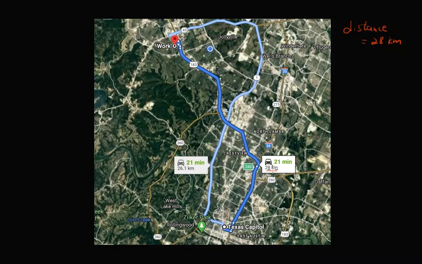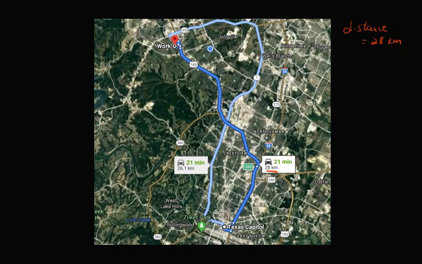Okay, so that's pretty easy right there. It's 28 kilometers. We'll go with this main one that they suggest. 28 kilometers is how far it says that we need to go to get to work, my work up here.